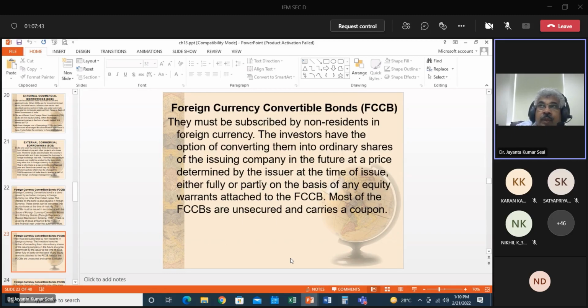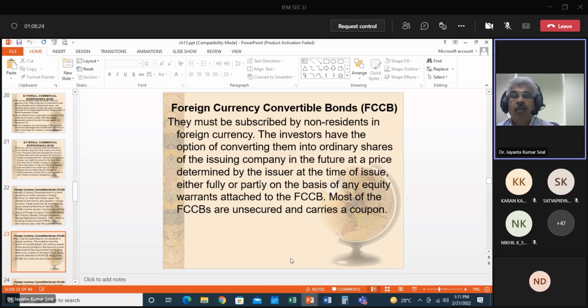the time of issue. Suppose today you issue one bond whose face value is $50. And it is mentioned that at the time of conversion, suppose 3 years from now, it will be converted into 10 shares of your company. So one bond is $50. What is the price of one bond? If you see in Indian rupee, 50 into say around 75. So that will be the price. That is the amount which you are getting. But the investors will be buying in dollar.